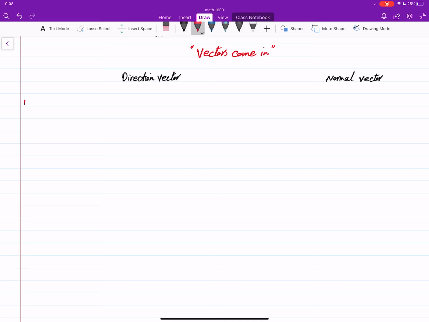What are these guys? For each one, I will write the definition. Well, a direction vector is a vector which is parallel to the line. So if I have the line, any vector which is parallel to it would do the job. I will usually draw it on the line. So D is what we usually use for the direction vector.